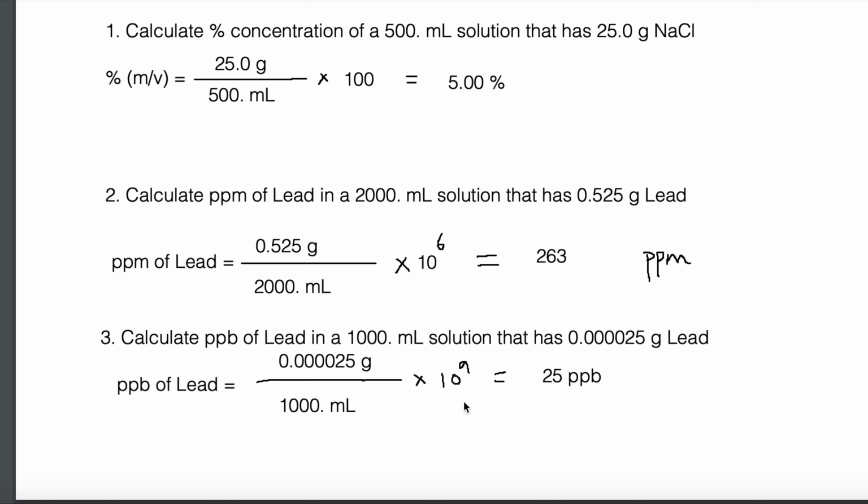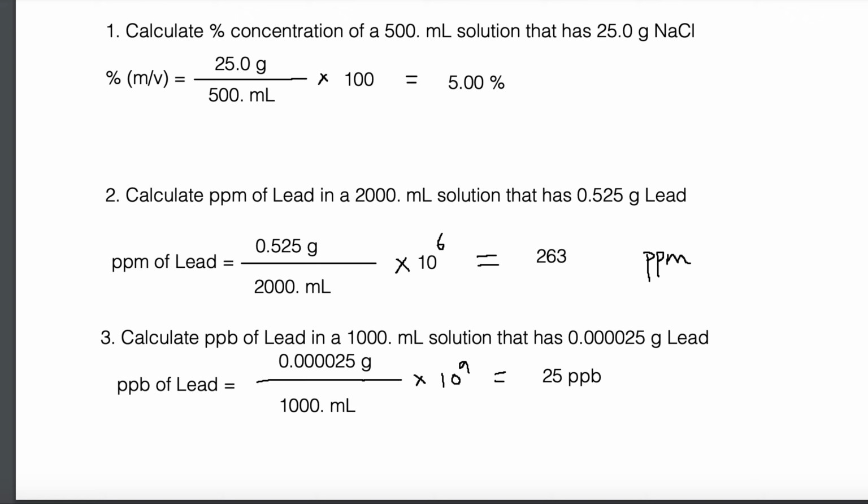And that gives us 25 part per billion. Well, that's very significant, 25. That will definitely catch somebody's attention. If you do percentage, it's going to be really small. So that's why we do this, part per billion.